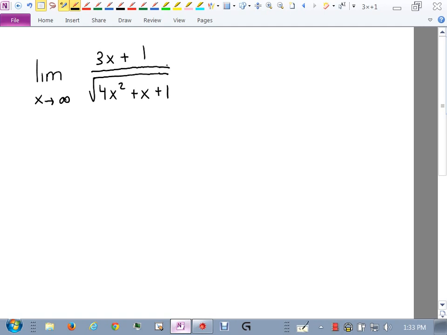Let x go to infinity here. Talk to me about what's going on with direct substitution. Where's the top headed? Infinity. Is it okay if I just put infinity up there now? Everyone understands 3 times infinity is infinity, plus 1 is still infinity. So we have infinity on top.